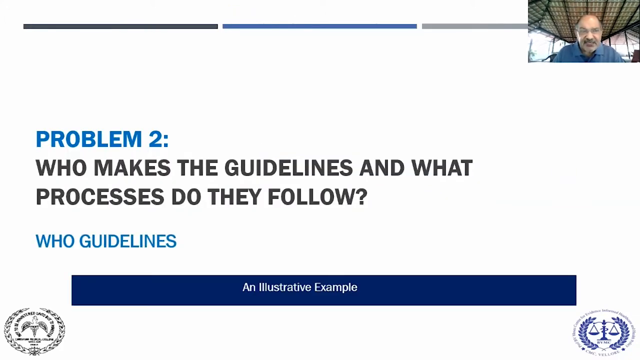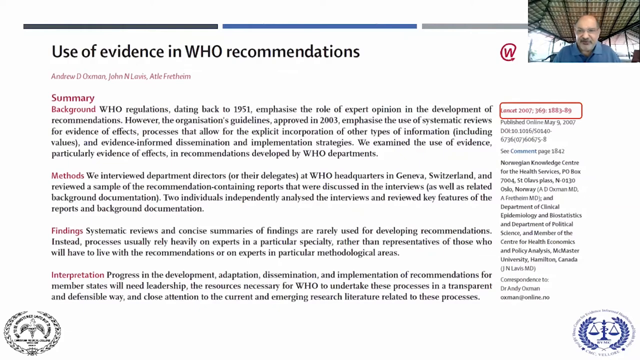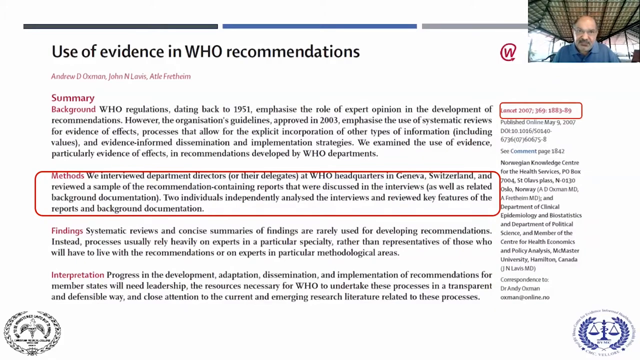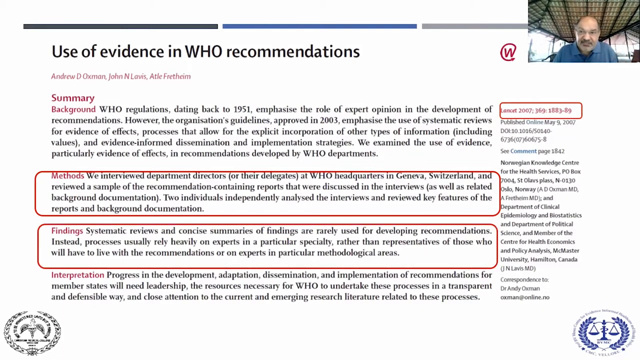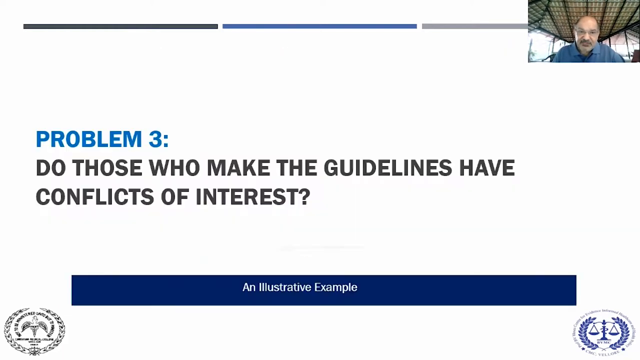The other important point is the processes by which important bodies make guidelines. And the example I'm going to use is from the WHO guidelines, which were reviewed by Andy Oxman and his colleagues from the Nordic Cochrane Center, published in The Lancet in 2007. Interviews with department directors at the WHO headquarters, to see what the process is and what kind of evidence goes into WHO guidelines, revealed that most often these recommendations were not developed based on systematic reviews or any evidence, but rather by expert consensus. And often there were no experts in methodological areas, or even representatives of those for whom the guidelines were meant, involved in the process.